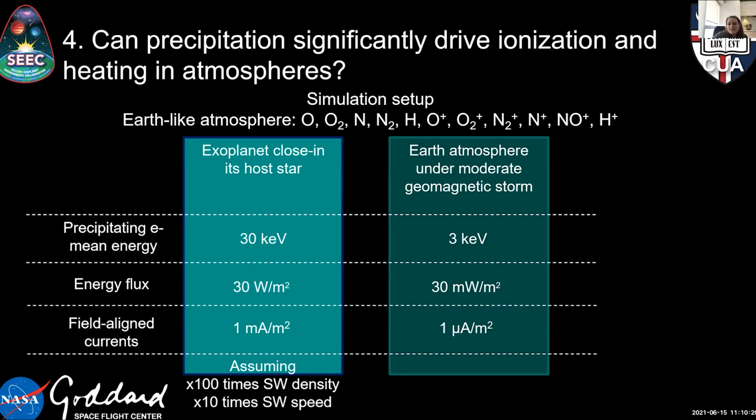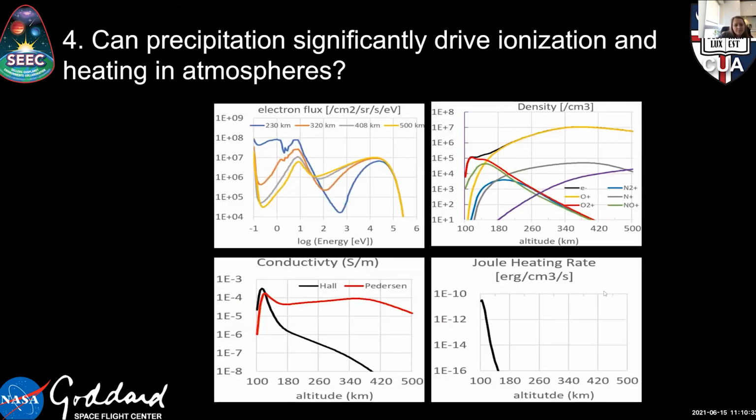Okay, and the next question is, do the precipitating electrons deposit their energy at an altitude where they can be effective for ion heating? At Earth, keV electrons penetrate too deeply. What was the question again? Do the precipitating electrons deposit their energy at an altitude where they can be effective for ion heating? Oh, ion heating. Okay. We didn't particularly calculate the ion heating here. We only calculate the neutral heating. But it's a good question.